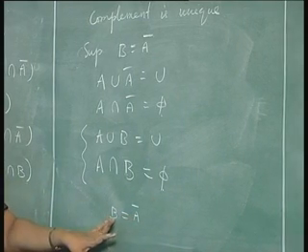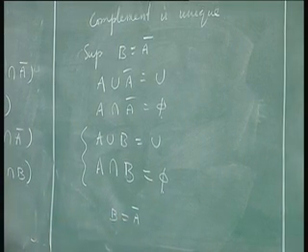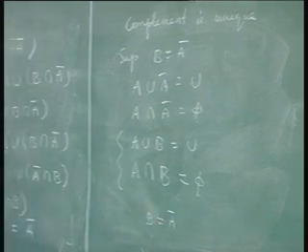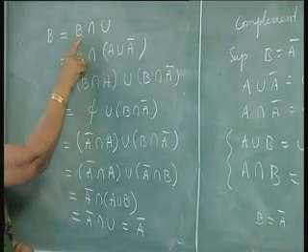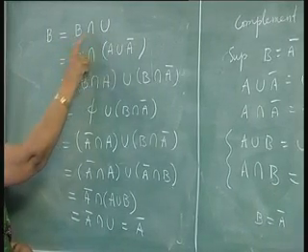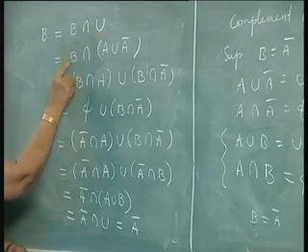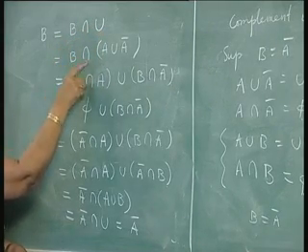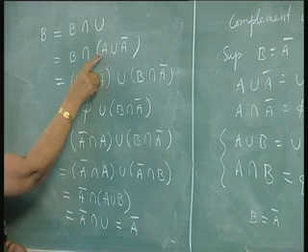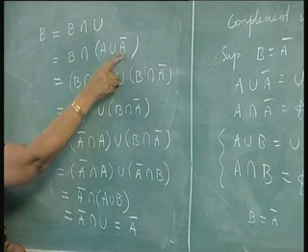Then we want to show that B is equal to A bar. We proceed like this: B is equal to B intersection U, because any set, if you intersect it with the universal set, will be the set itself. And this I can write, for the universal set, as A union A bar.